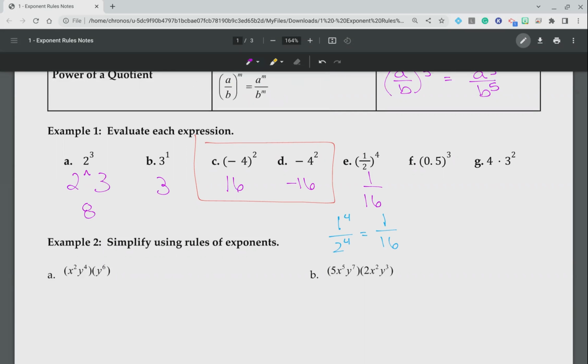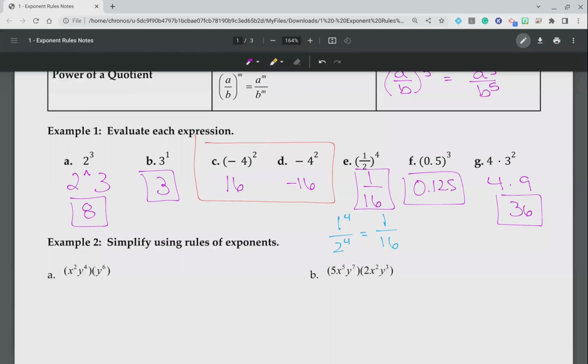All right, let's take 0.5 to the third power. Should have had 0.125. And then lastly, let's take 4 times 3 to the second power. All right, so this would be the same as 4 times 9, which is 36. All right, so that was just some practice with exponents in our calculator.